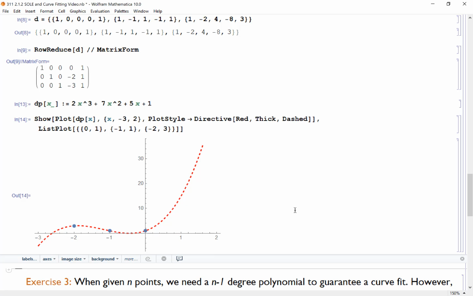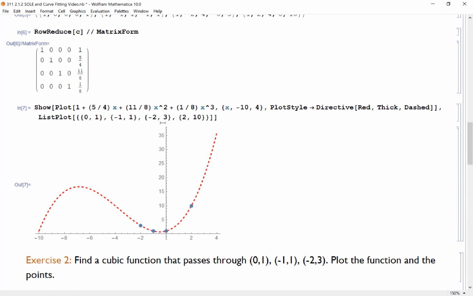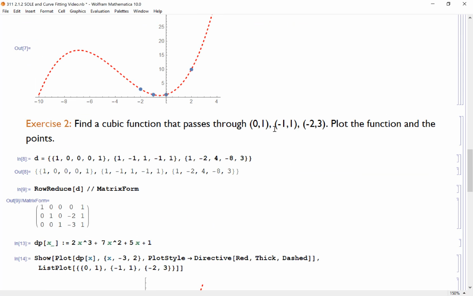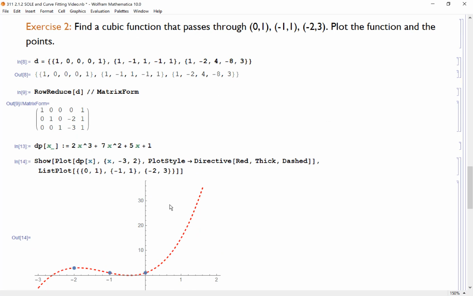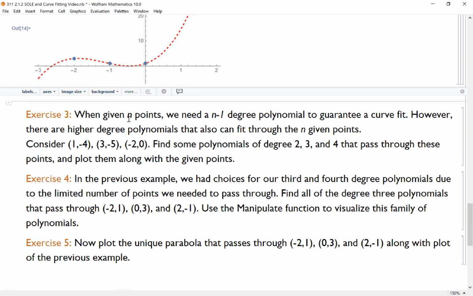So how do I know when I get a unique solution and when I don't? In example 1, we got 4 points. It determined a unique cubic that passes through. In exercise 2, we only had 3 points, and so we had a lot of cubics that could pass through those 3 points. Here's the key. When you have n points, then an n minus 1 degree polynomial will be unique that passes through those points. But for higher degree polynomials, there are a lot of them that pass through those points.